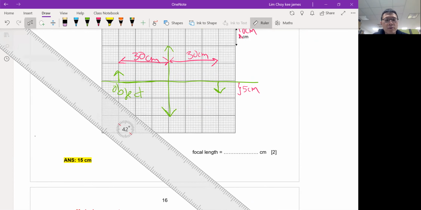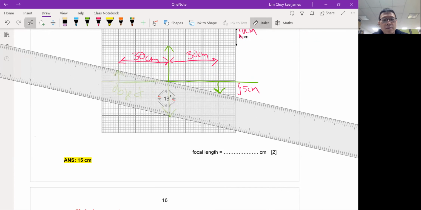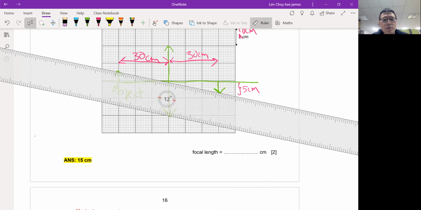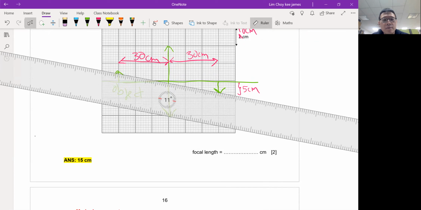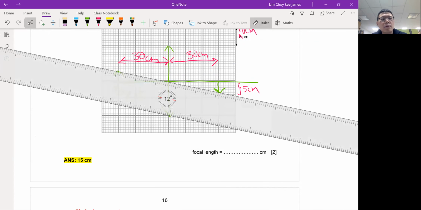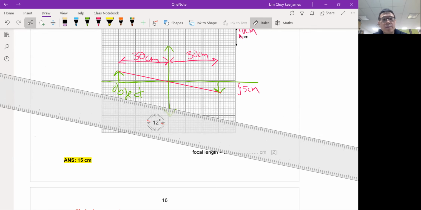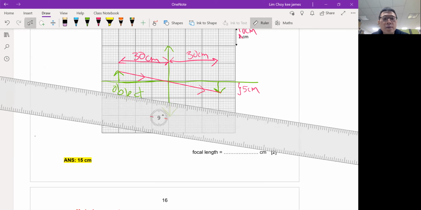First you draw ray 1, from object to image. It cuts through the optical center all the way straight. Okay, this is the first ray. From object to image, it cuts through the optical center. Remember to put an arrow. The arrow represents light rays.